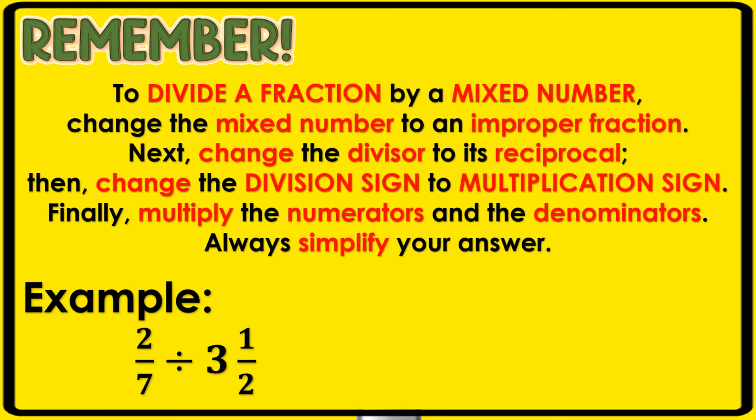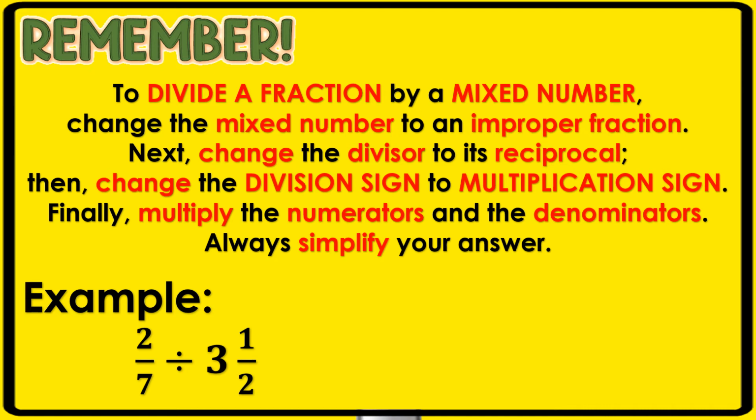Remember, to divide a fraction by a mixed number, change the mixed number to an improper fraction. Next, change the divisor to its reciprocal. Then, change the division sign to multiplication sign. Finally, multiply the numerators and the denominators. Always simplify your answer.